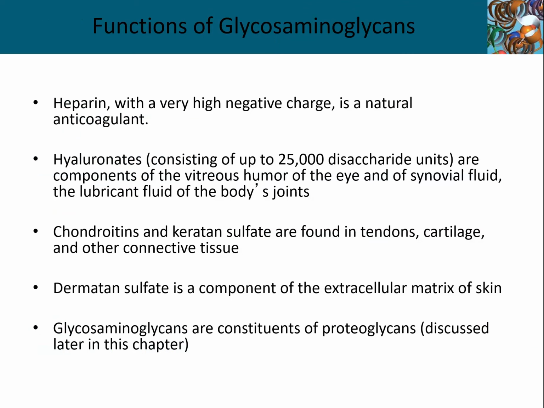So what are some of these functions other than connective tissues? Heparin, we already talked about that in one of our case studies. It's a natural anticoagulant. The hyaluronates can be very large. They can have 25,000 different disaccharide units, so up to 50,000 monosaccharide units. And they're in synovial fluid. They can have some function in the eye, and they help with joint lubrication in general. Chondroitins and keratan are involved in tendon, cartilage, and other connective tissue structures. Dermatan, which I skipped over in the previous slide, is in the skin.